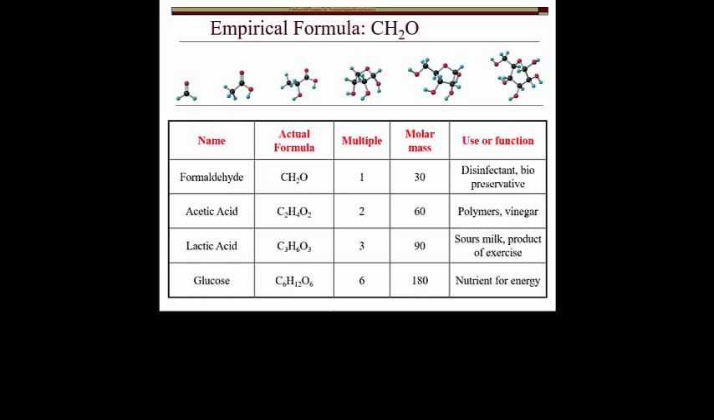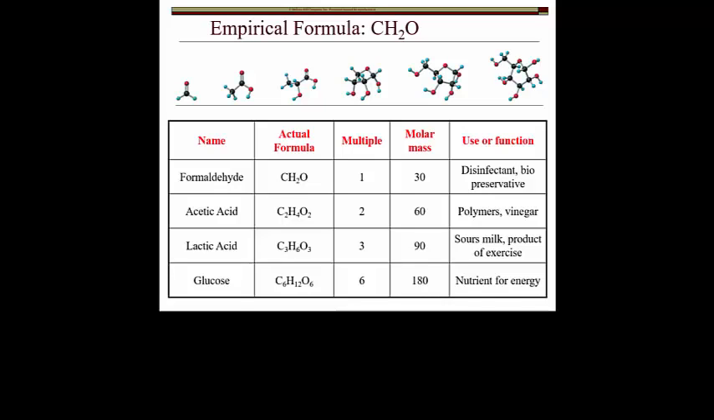So here we have formaldehyde, in its simplest form CH2O. If we multiply all of the subscripts by 2, we end up with acetic acid, C2H4O2. If we multiply it by 3, we get lactic acid. If we multiply them all by 6, we get glucose. So all of these compounds have the same empirical formula, CH2O, when we reduce them all to their lowest whole number ratios, but they all have different molecular formulas.